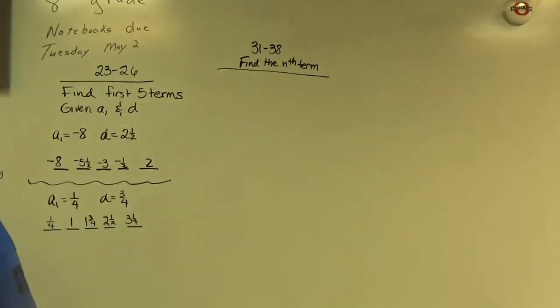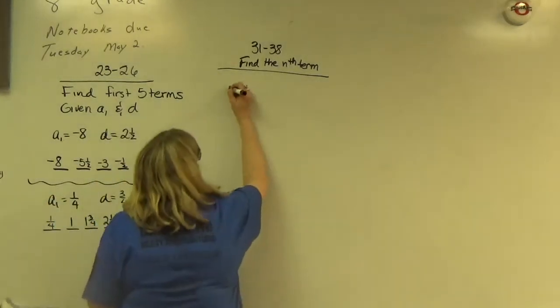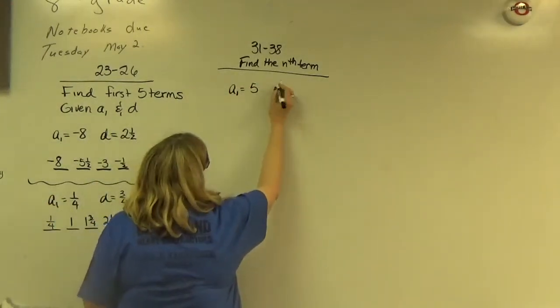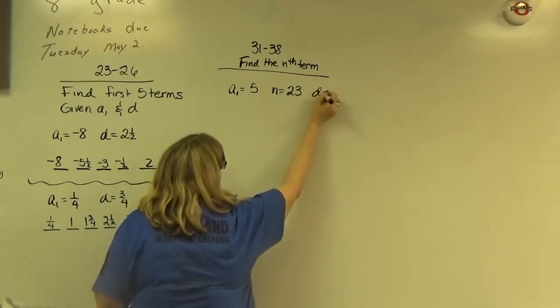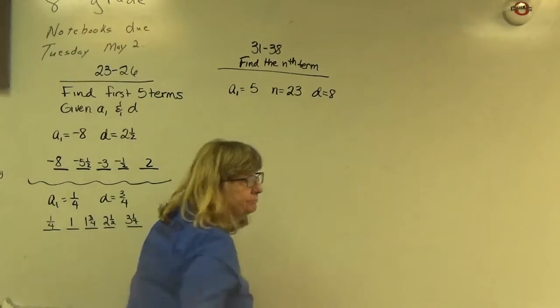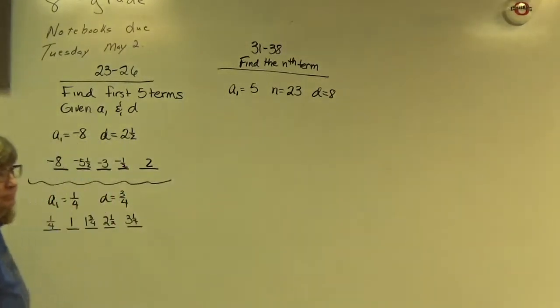So one way they could give it to you is to give you all the information. What if I say a sub 1 equals 5, the number of terms is 23, and the difference is 8. And what are we asking you to find? The 23rd term, or the last term of the sequence. This is where you want to make use of that formula.